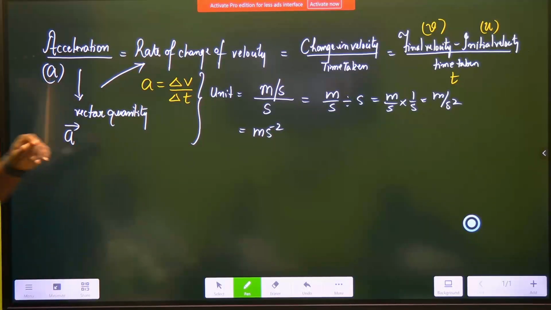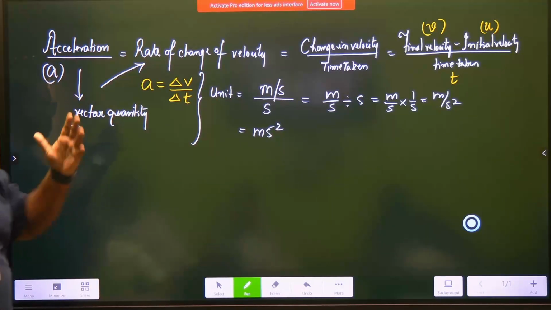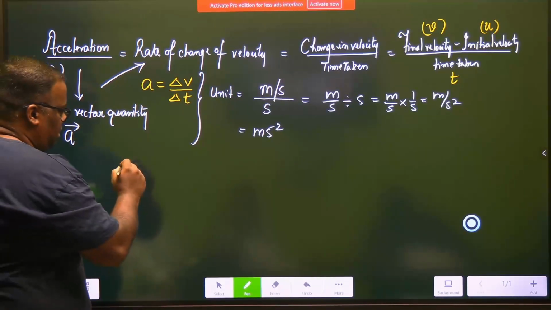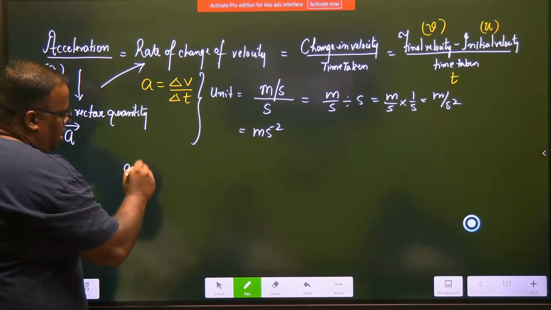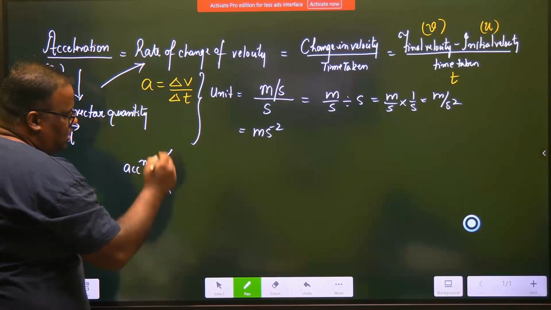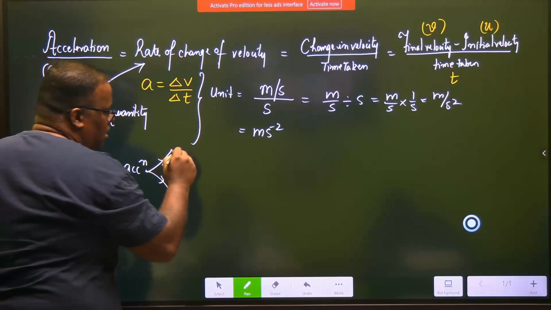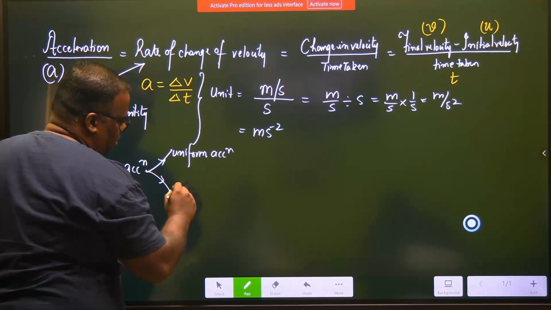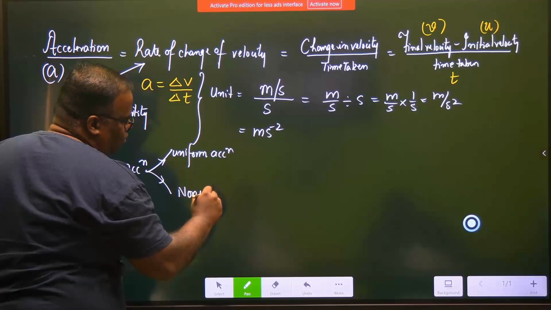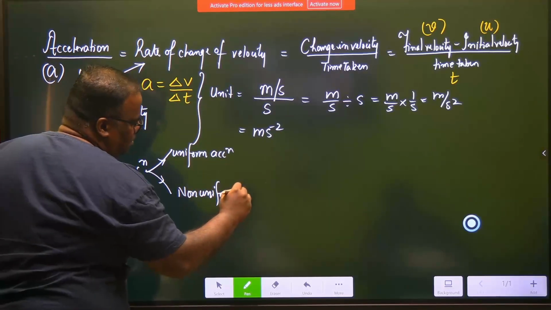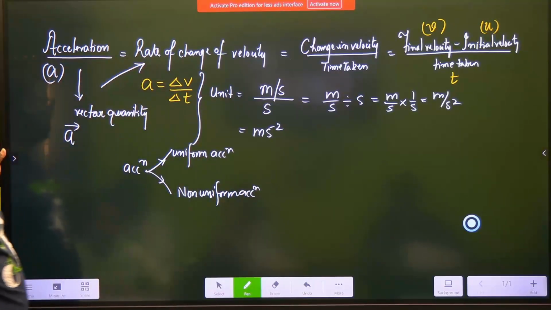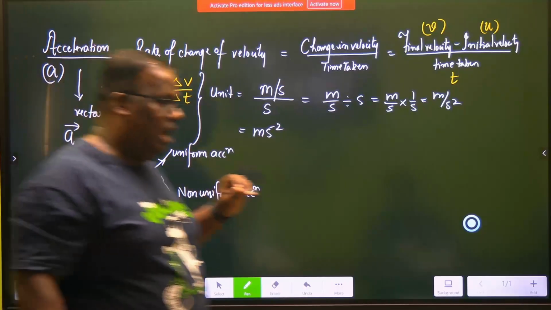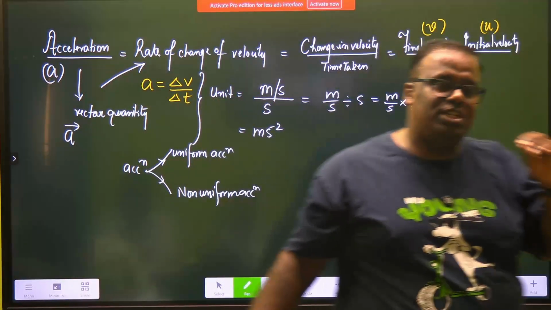Now let us understand, what does acceleration mean? Acceleration as a quantity can also be uniform acceleration or non-uniform acceleration. Here is where the majority of the children will get confused. Uniform and non-uniform. First understand, acceleration is a rate of change.